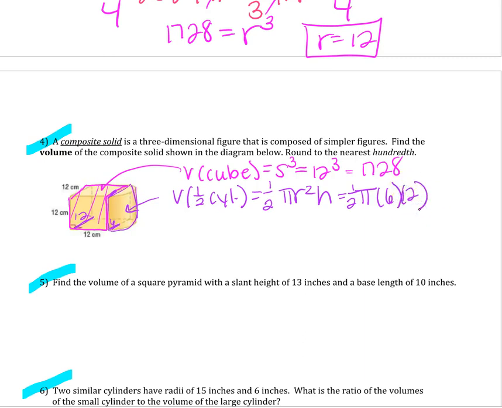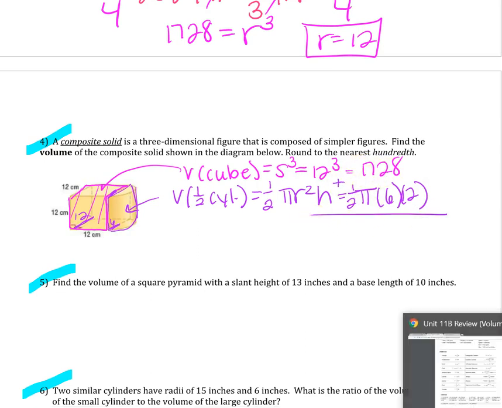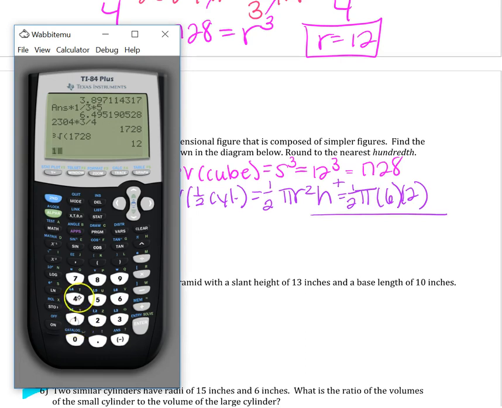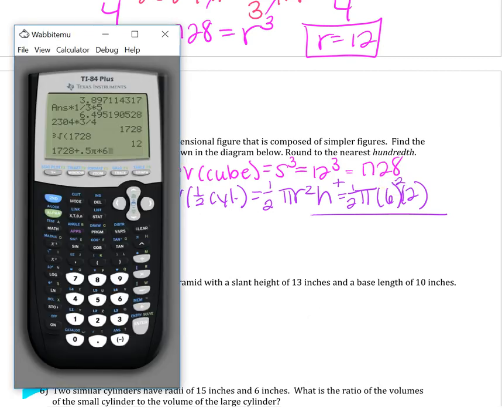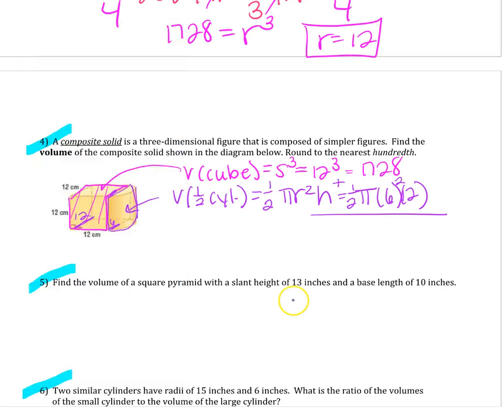At the end of the day, they want me to round this to the nearest hundredth, so I'm going to take these and add them, because that would give me my composite solid. Oops, I forgot my squared in here. That's important. It's a common mistake. 6 squared times 12. 1/2 pi r squared h. Okay, good. 2406.58. Technically centimeters cubed.